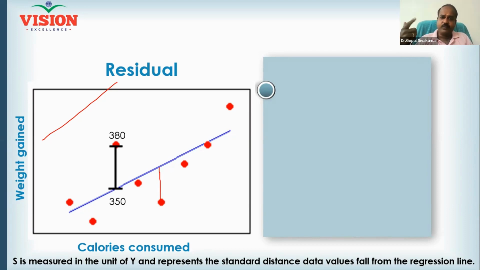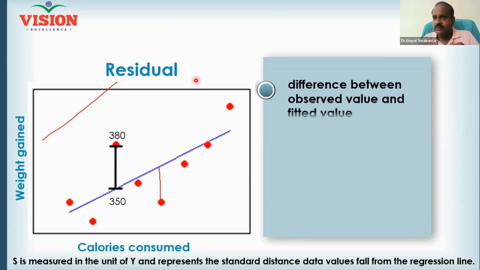Your point can be above the regression line. If the point is above the regression line, residual is positive. If the point is below the regression line, residual is negative. So in order to ensure residual is minimum, I am using the squared value of the residuals. The sum of the squared values of the residuals should be minimum, which is called principle of least square.